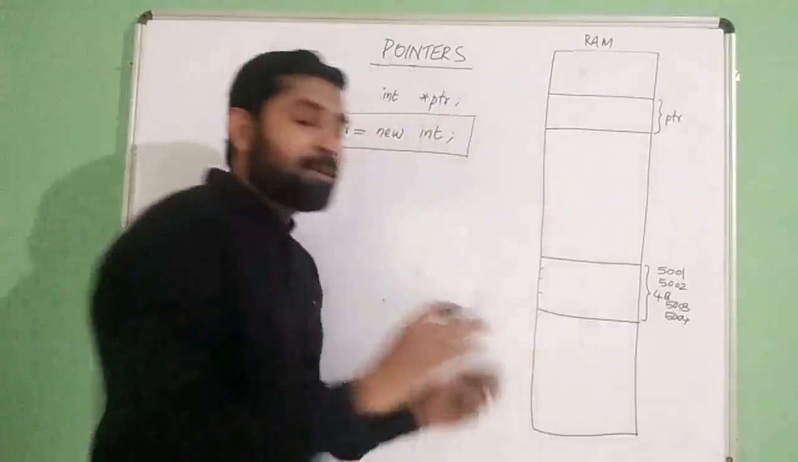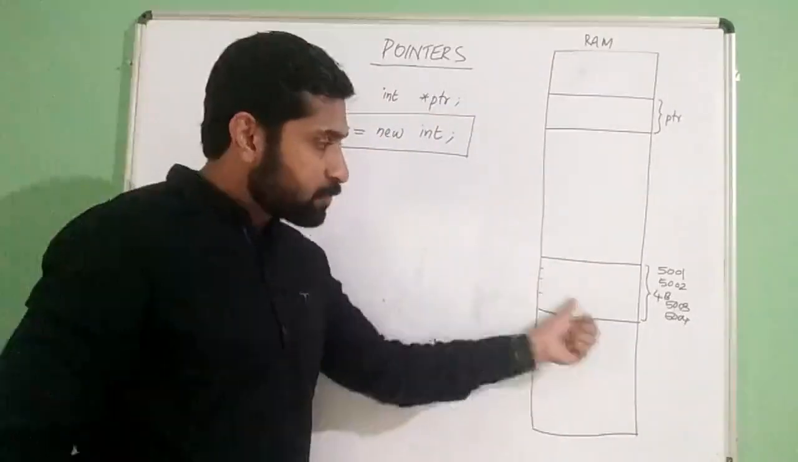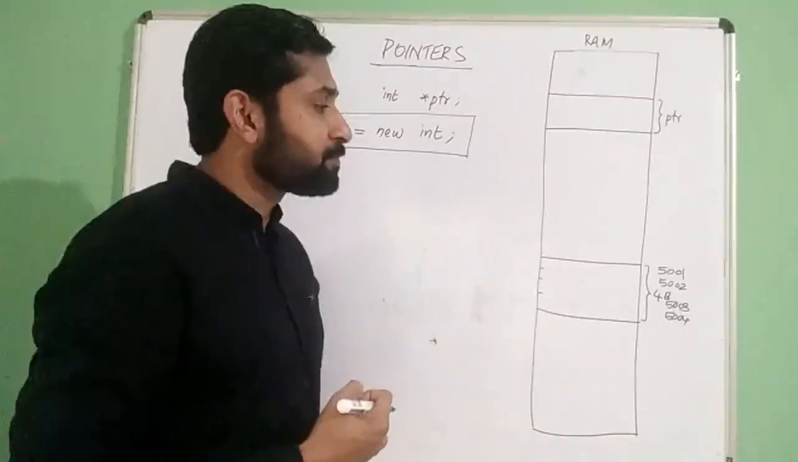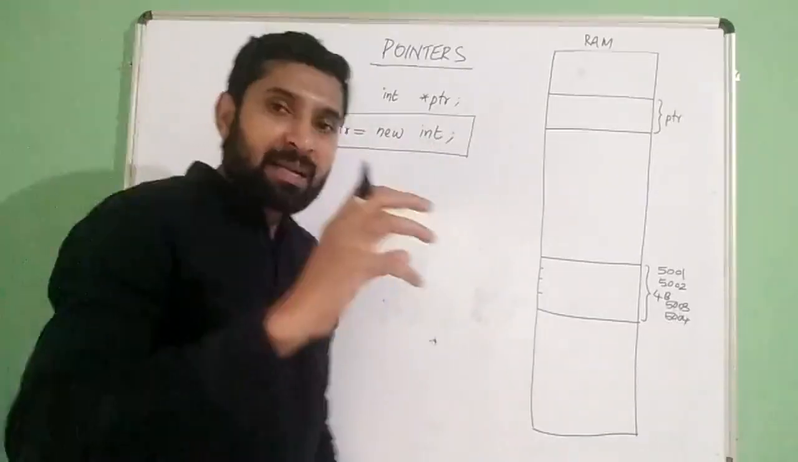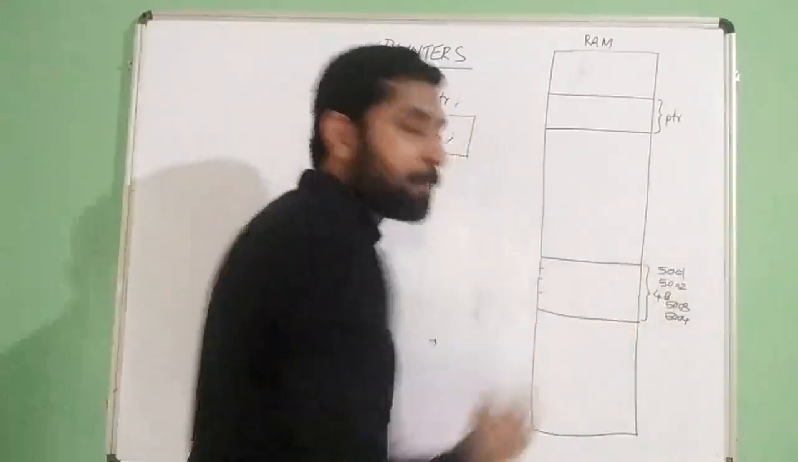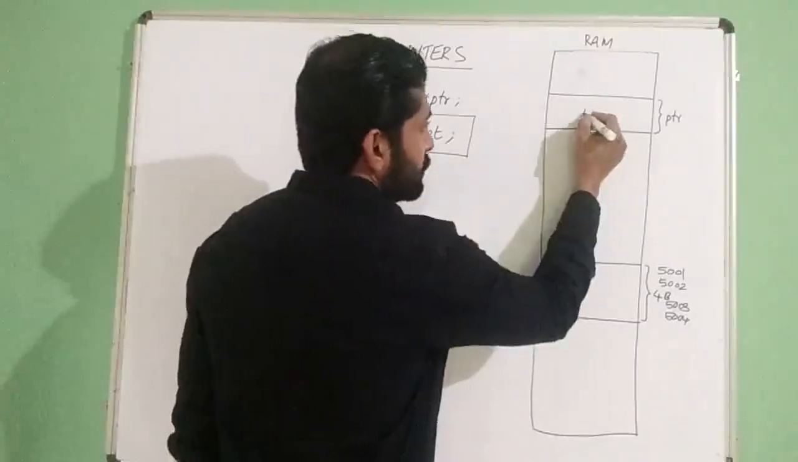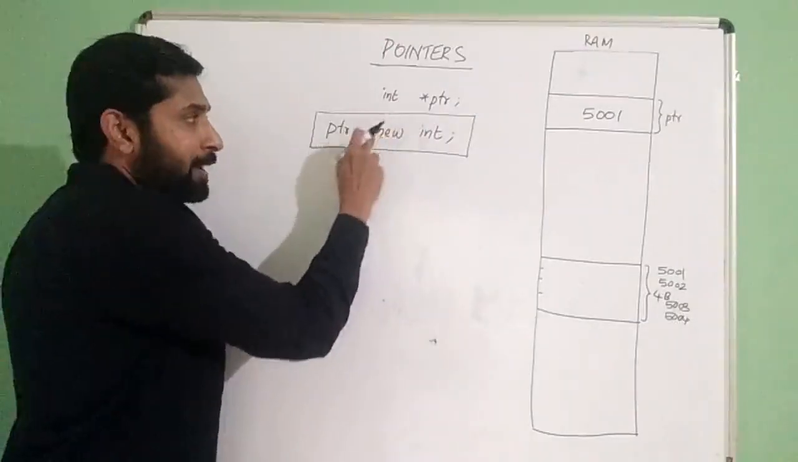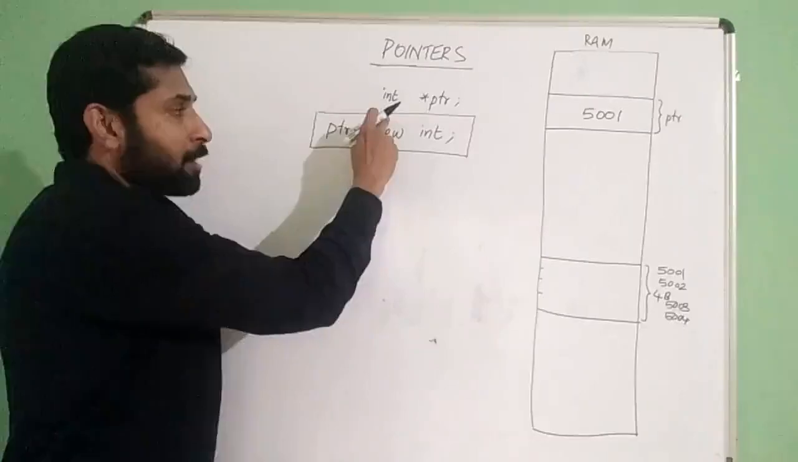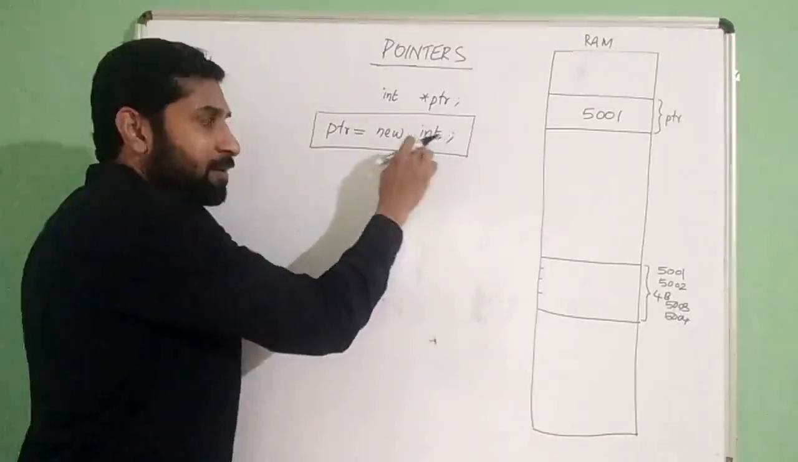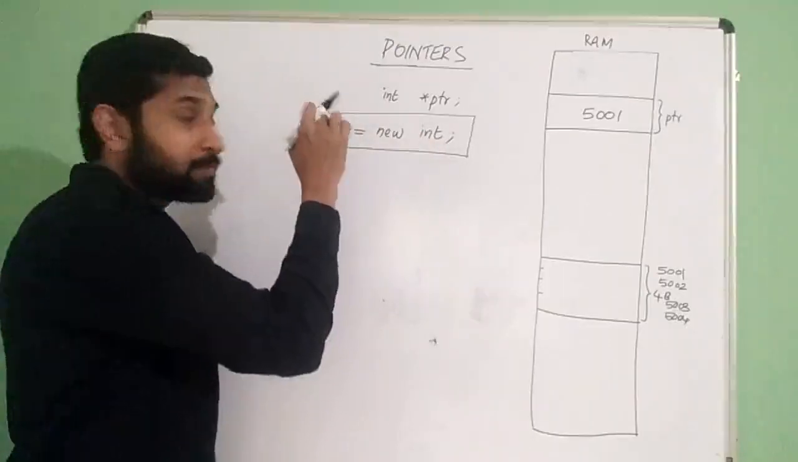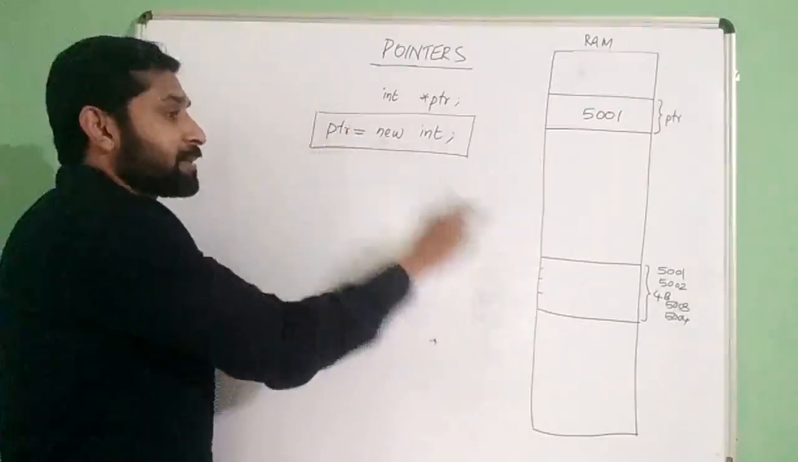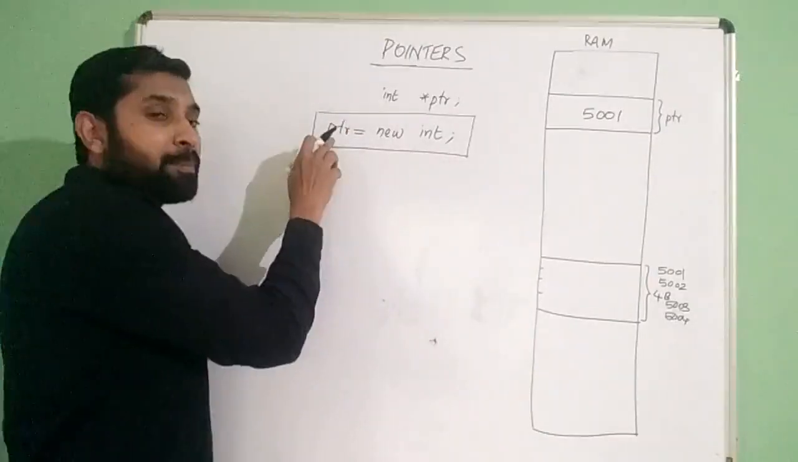So this area has no name. This 4 bytes has no name, but those 4 bytes are reserved as a single unit. Then the base address of the reserved memory is stored in ptr. So this ptr will contain 5001. Here the new operator is used for dynamic memory allocation. Int is used, so 4 bytes are reserved. The base address of those 4 bytes is stored in ptr.